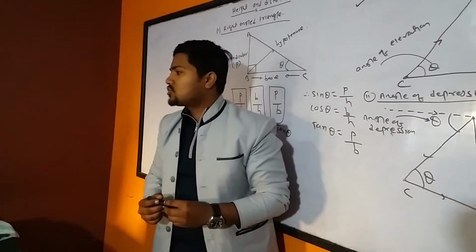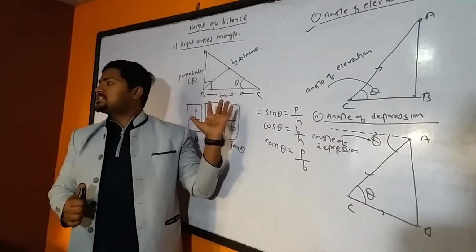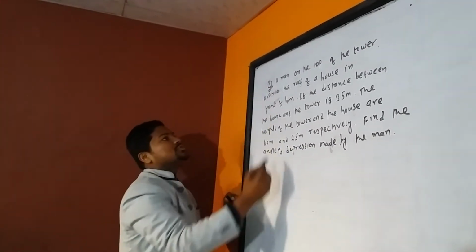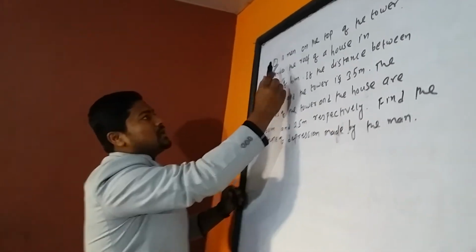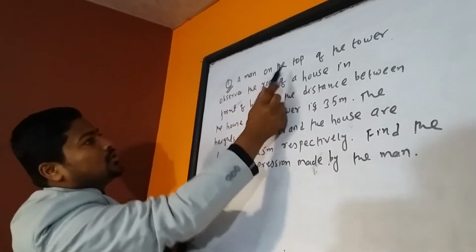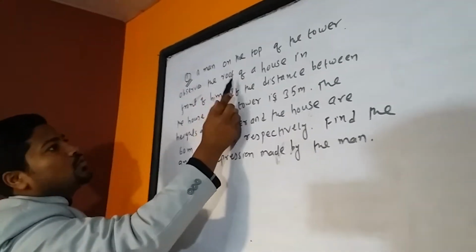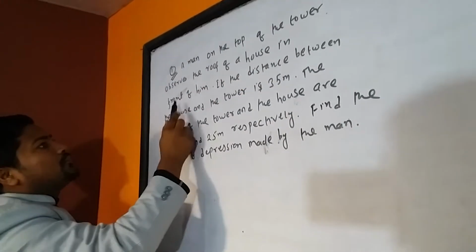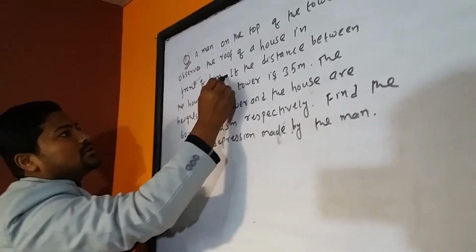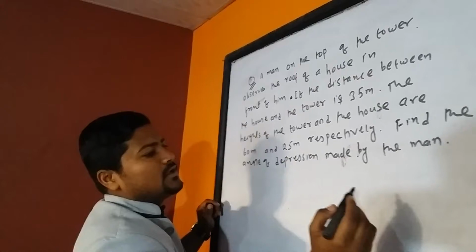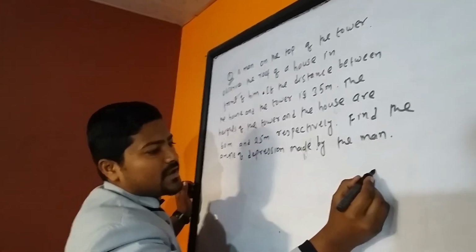Let's solve some questions to understand height and distance. Question number 1: a man on the top of the tower observes the roof of a house in front of him. First of all, try to understand this first sentence: a man on the top of the tower. Suppose that first of all, we have to make a tower.